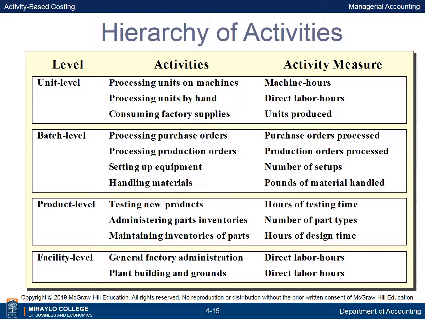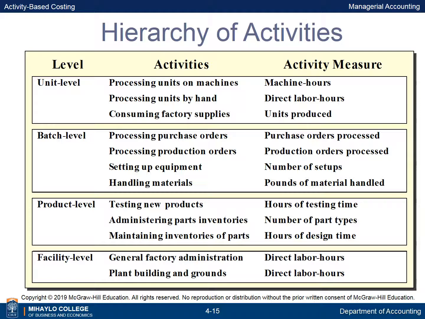A common framework for combining activities in manufacturing companies is as follows. 1. Unit-level activities are performed each time a unit is produced. For example, providing power to run processing equipment is a unit-level activity. 2. Batch-level activities are performed each time a batch is handled or processed, regardless of how many units are in the batch. For example, setting up equipment and shipping customer orders are batch-level activities.